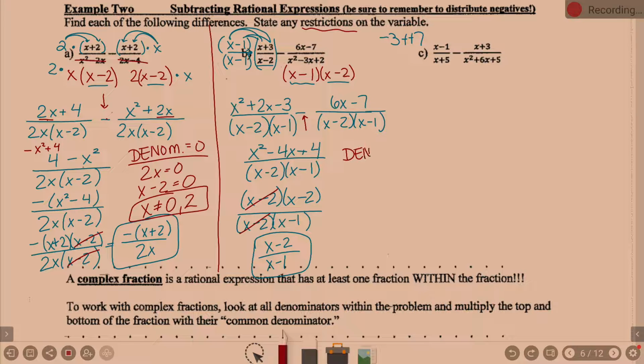restrictions on the variable. How is my variable restricted here? X cannot equal 2 and 1. So I set both pieces of the common denominator, x minus 2 equal to 0, x minus 1 equal to 0. X cannot equal 1 and 2. Does it matter what way you put it? Does not. Does not have to be numerical. Does not matter.